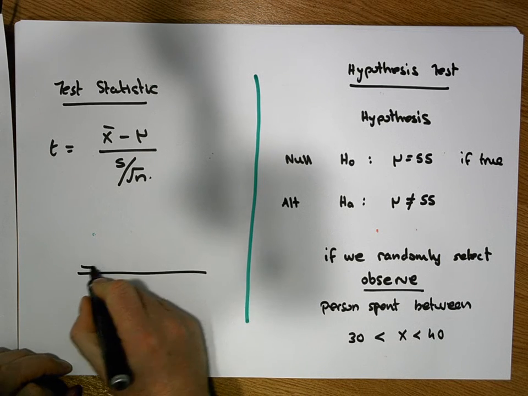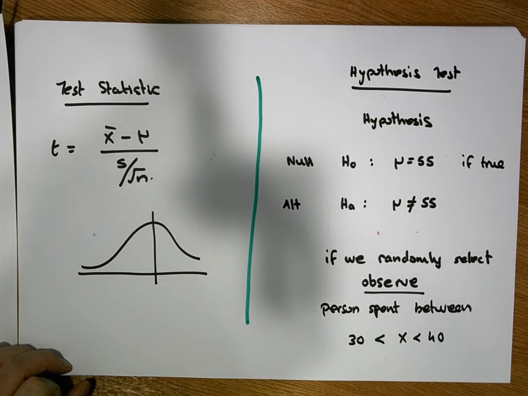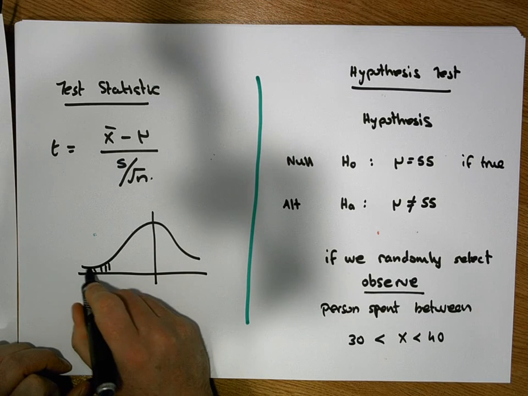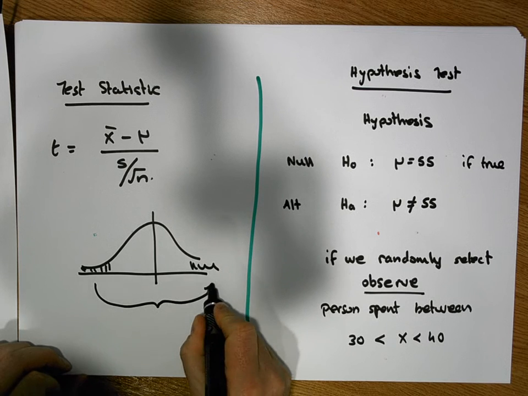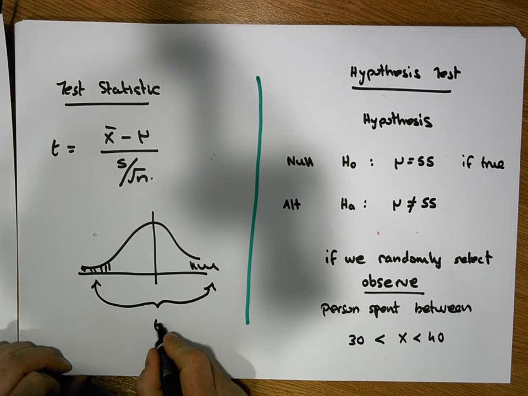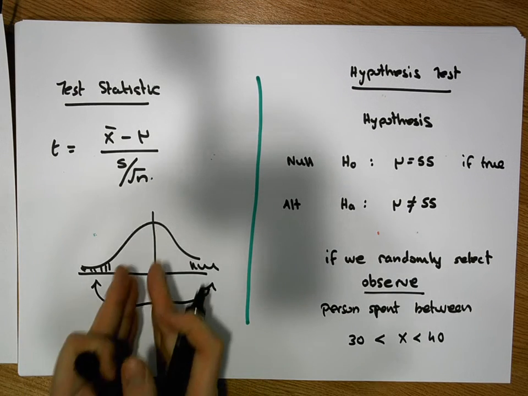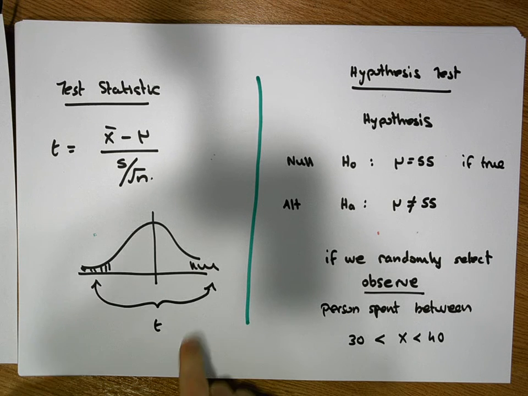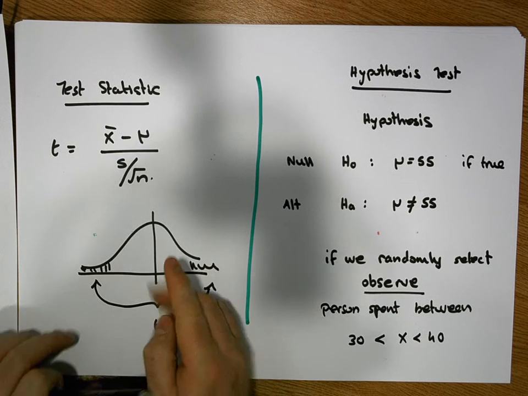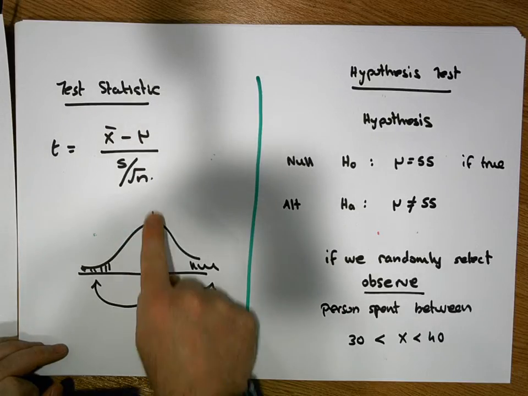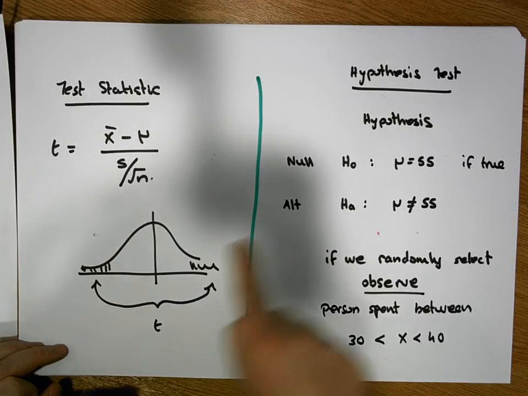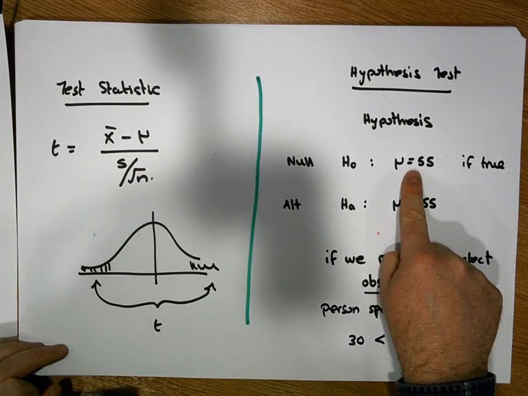Our distribution has a center value. If our test statistic falls into either one of these regions here, we say that there's sufficient evidence to suggest that our distribution is not centered on this particular value, or not centered on the hypothesized center of our population.